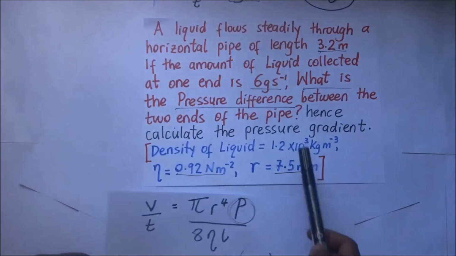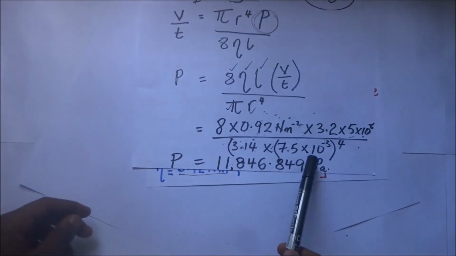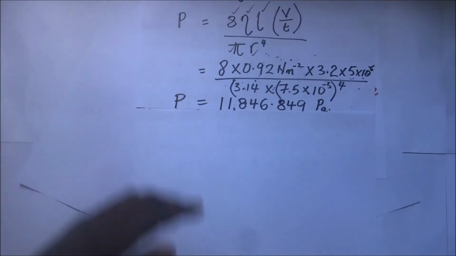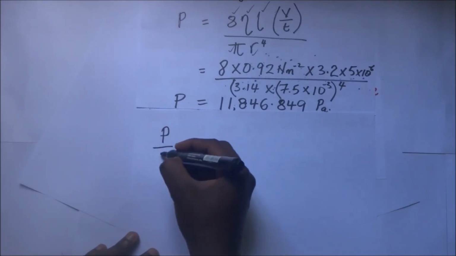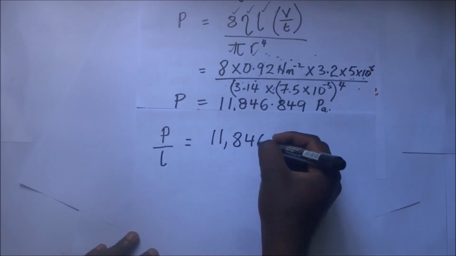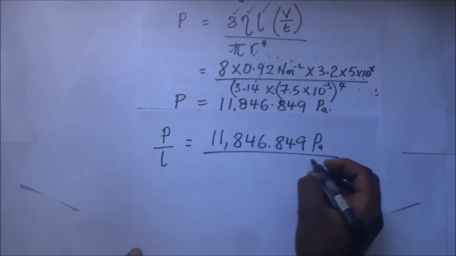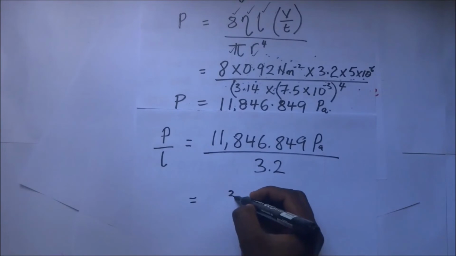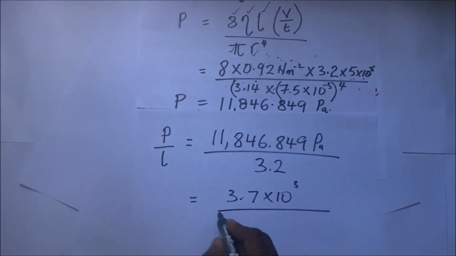So we go ahead and calculate the pressure gradient. After getting the pressure difference, we find the pressure gradient. In this case, the pressure gradient is going to be the pressure difference divided by the length of the tube, which is 11,846.849 pascals divided by 3.2 meters. And we shall end up with 3.7 times 10 to the power 3 as our pressure gradient.